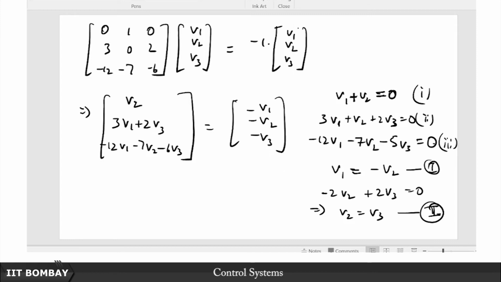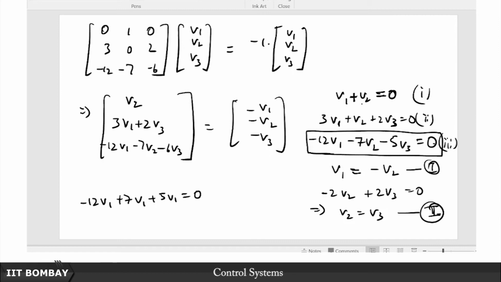As a matter of fact, you can check. You can take minus 12 v1, and then v2 you replace with minus v1, so plus 7 v1, and v3 is v2, so it is basically minus v1, so you replace with plus 5 v1. Now that is going to be identically equal to 0. So this third equation is not going to help you much at all. You take any two of these equations and they will suffice. You could have chosen the first and the third, or the second and the third; one of the equations is just going to identically vanish.